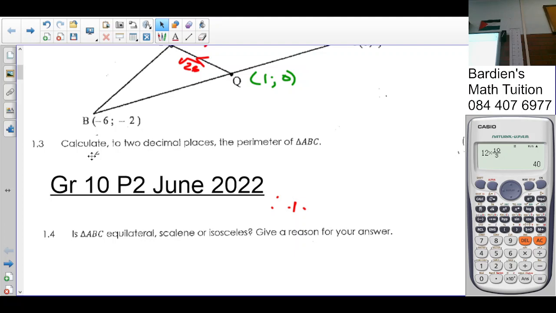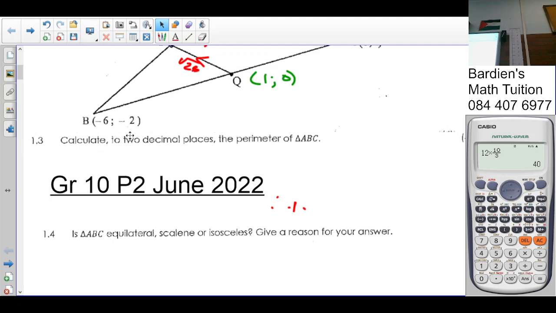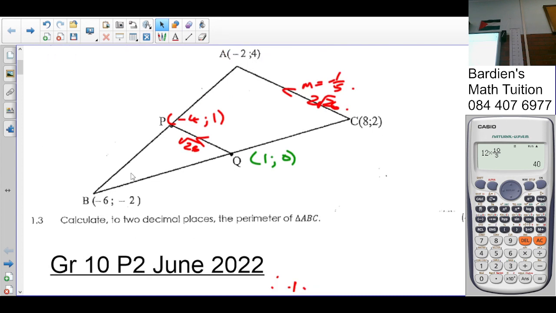1.3. Question 1.3, where it says calculate to two decimal places the perimeter of triangle ABC. So A, B, C, the perimeter. Now the perimeter is going to be the sum of all the lengths. Okay. So we have the length of AC, which is 2 root 26. So we need the length of AB.